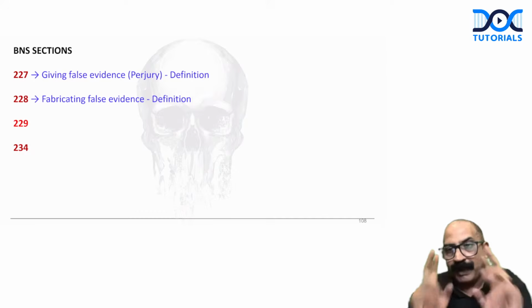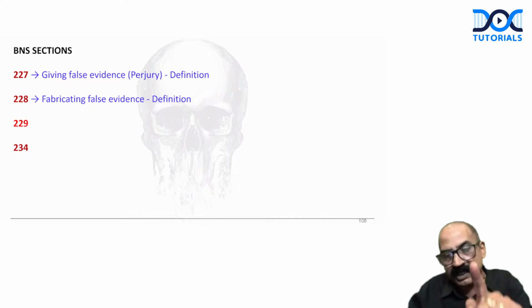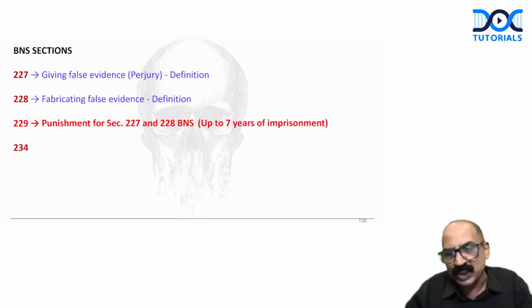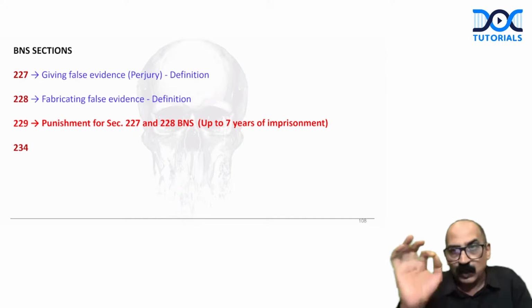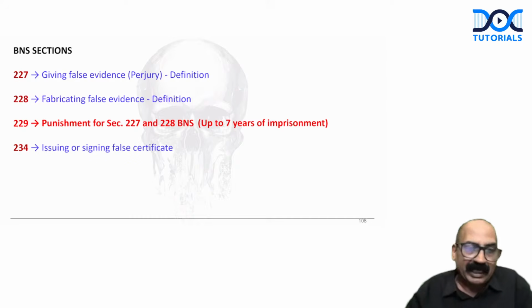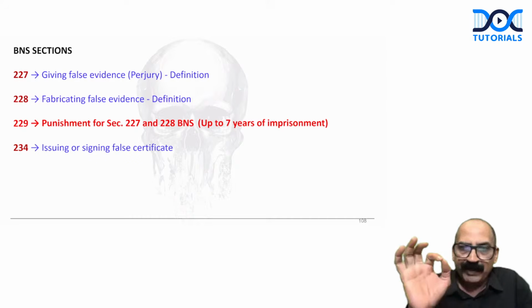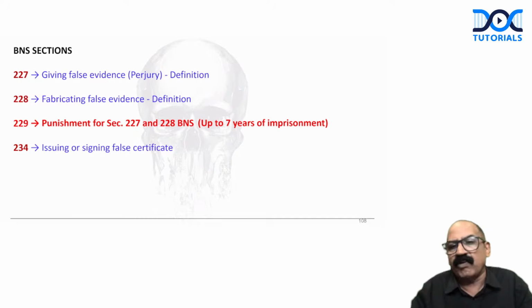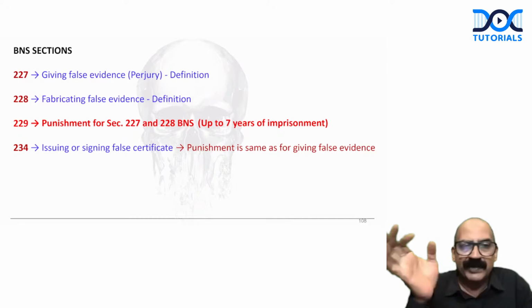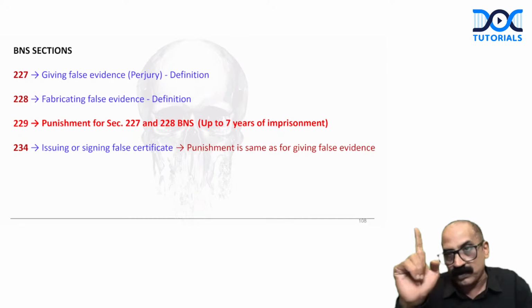229, what is the punishment for giving false evidence as well as fabricating false evidence? That means punishment for 227 and 228 BNS. Maximum up to 7 years of imprisonment. And section 234, issuing or signing false certificate. Punishment is same as for giving false evidence. That means up to 7 years of imprisonment can be given. 227, 228, 229, 234 are the others.